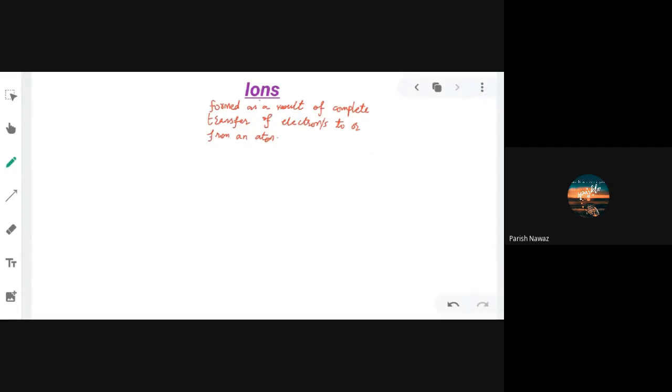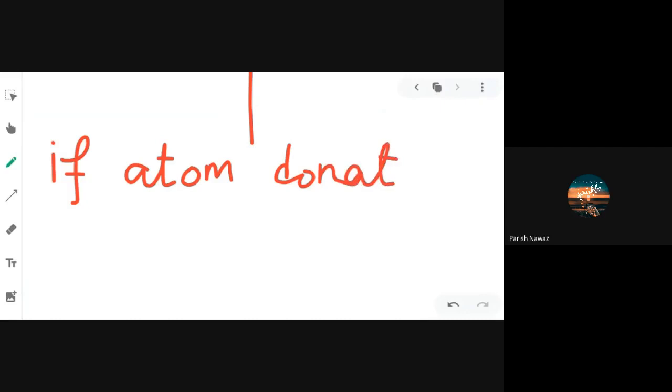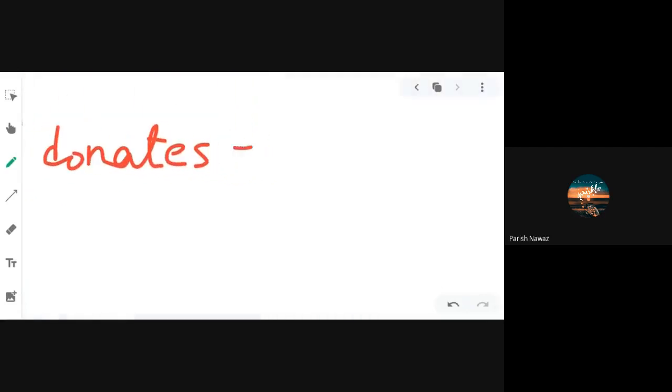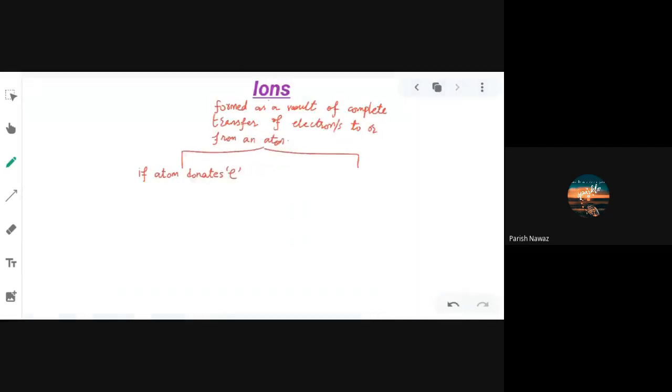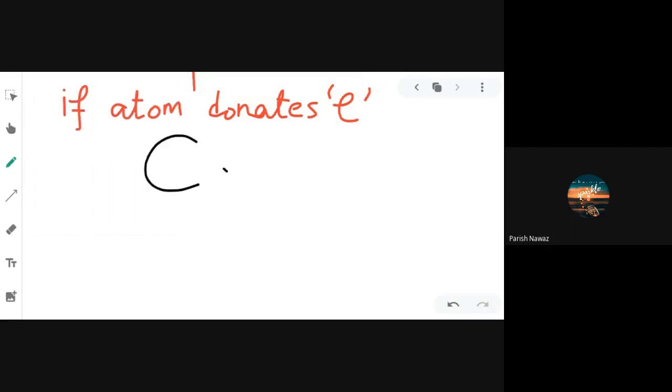So we can say that this is the simple definition of ions. Now these can happen in two ways. We say that if an atom donates electron, it becomes what? It becomes the cation. You see here, and we say that it carries positive charge on it.